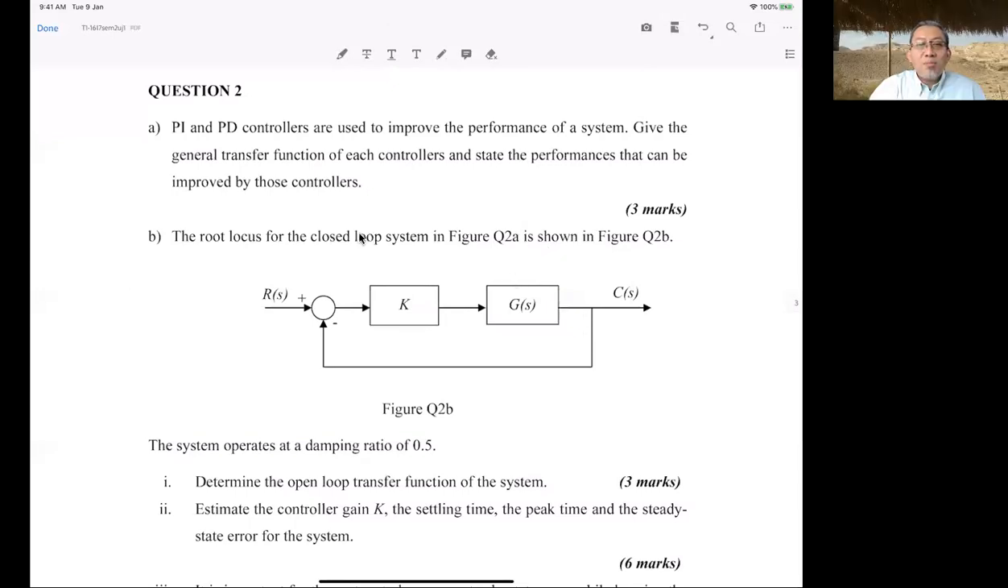Qayyim. Qayyim. Ya, sir. Tolong baca soalan.